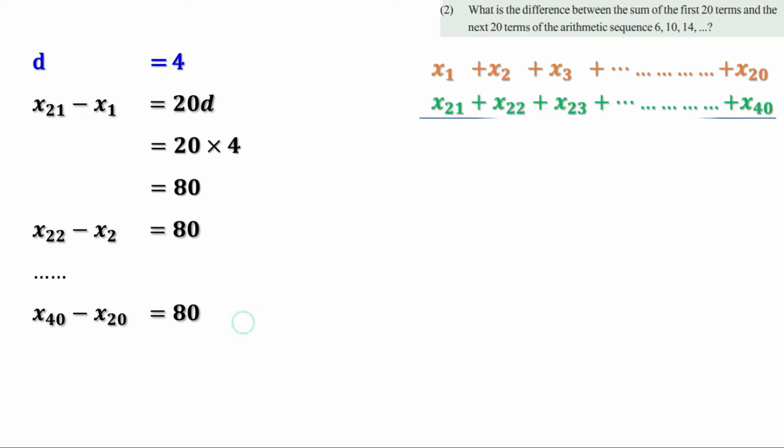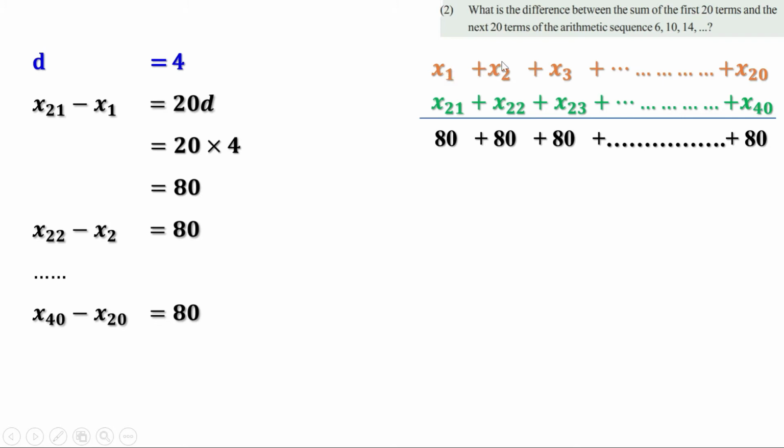That is, the difference between the 21st term and the first term is 80. The difference between the 22nd term and the second term is again 80. And the difference between the next two terms is 80, and the difference between the last two terms is also 80. That means when you take only one term, the difference is 80.